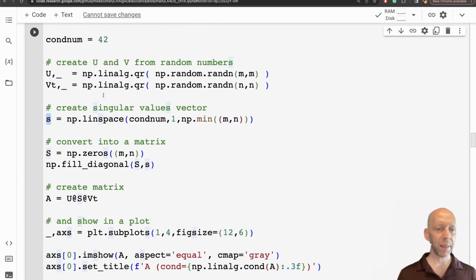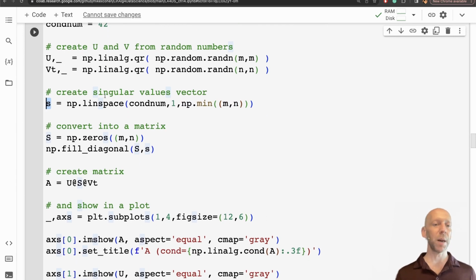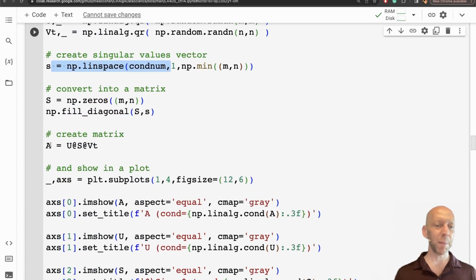Okay, so this creates a vector, and we actually need a sigma matrix because I'm going to implement this as matrix multiplication. So here I create a zeros matrix, the same size as matrix A, and then I fill in the diagonal of sigma according to little s, which is these numbers here. Okay, and then I create the matrix by multiplying these three matrices, standard SVD theory.